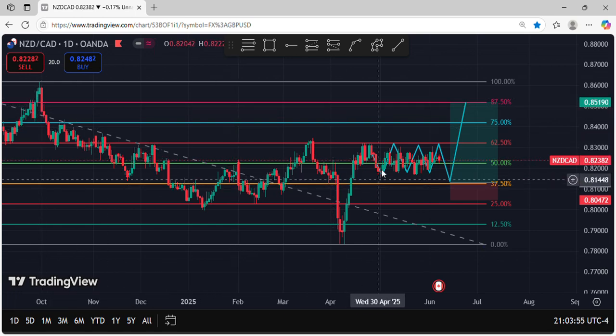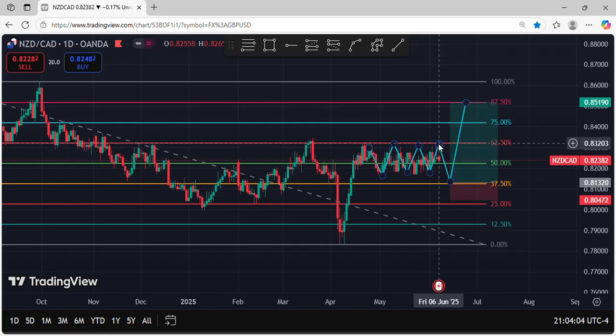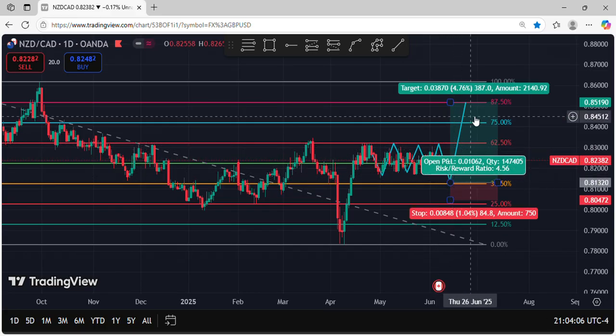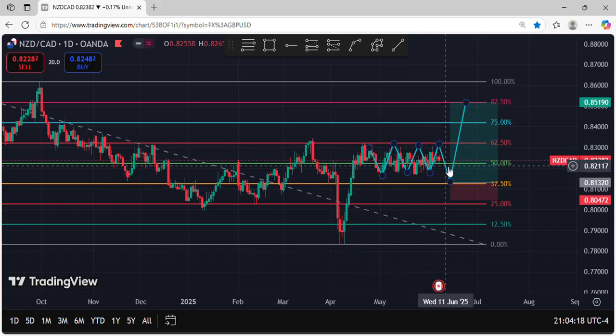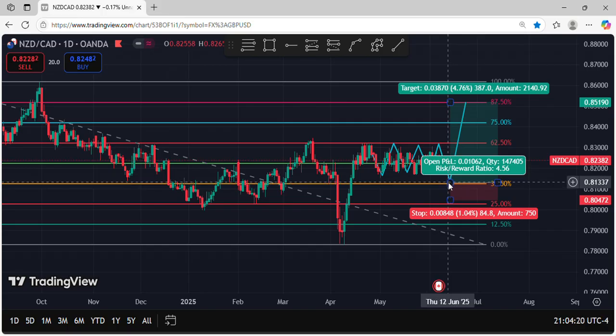But first, let's look at this. We are currently consolidating, right? And with a consolidation, what I would like to see is a sweep of one side before we move to the next. Now look at the 37.5 level. What sits here? There's a fair value gap right here at the 37.5, and so we are accumulating. So accumulation, manipulation, and then what? Distribution to the upside at 87, and that's a 1:4.5 setup right there.